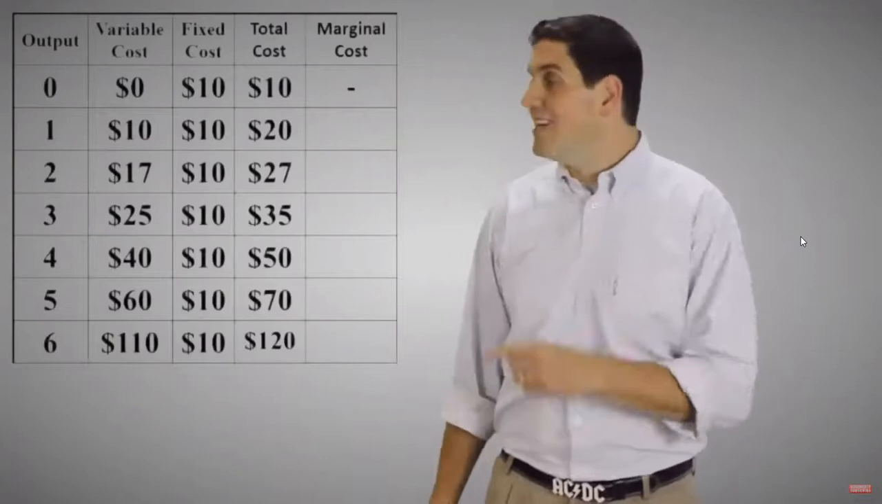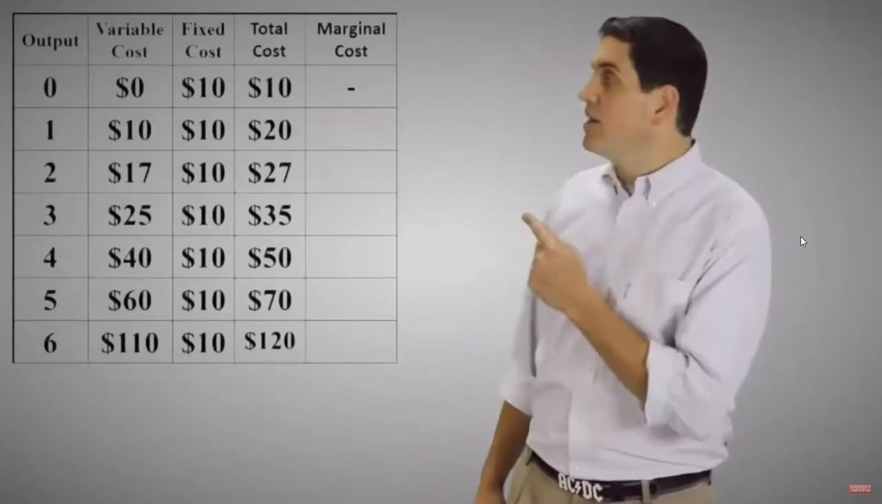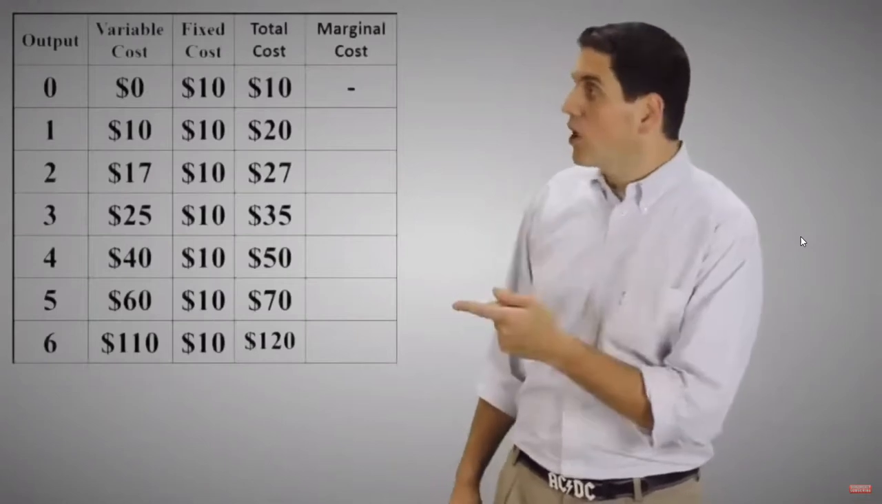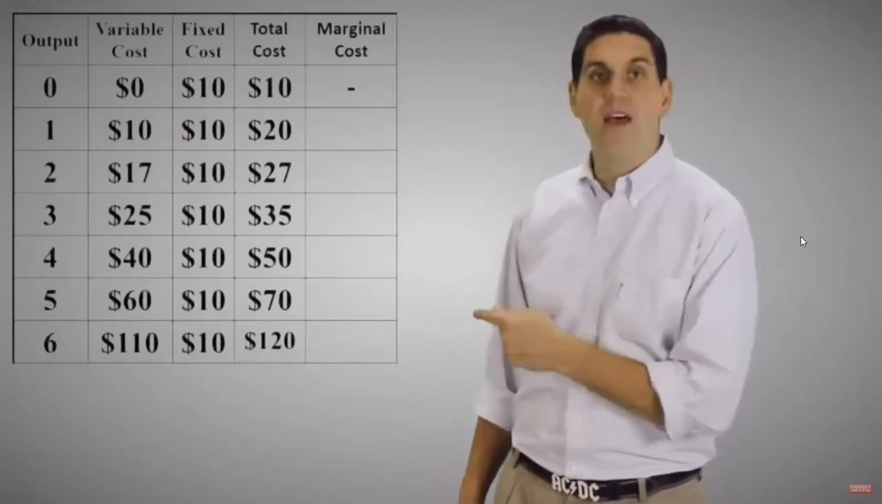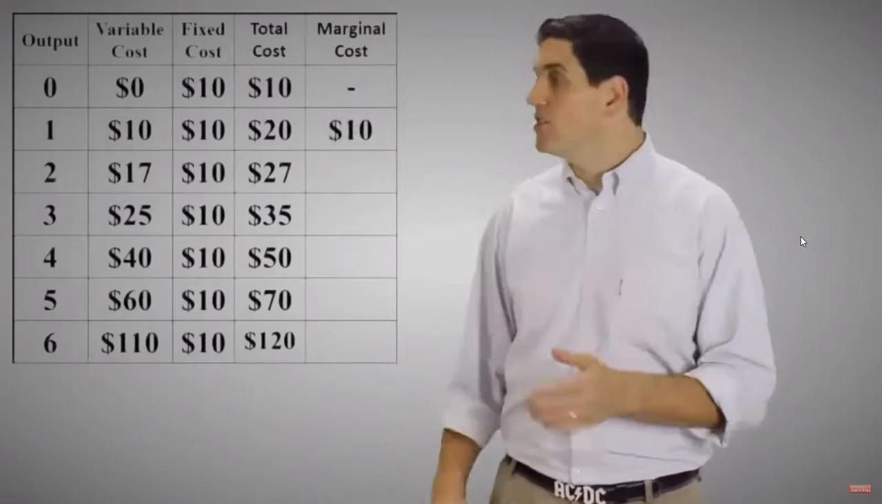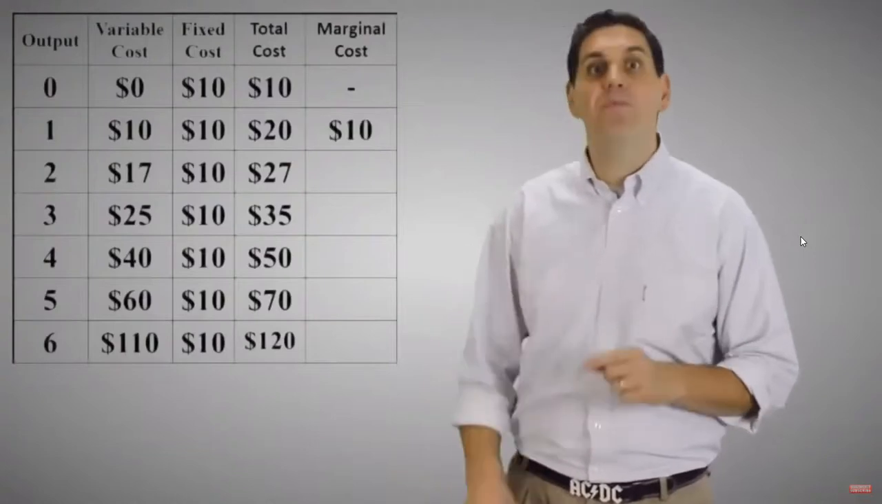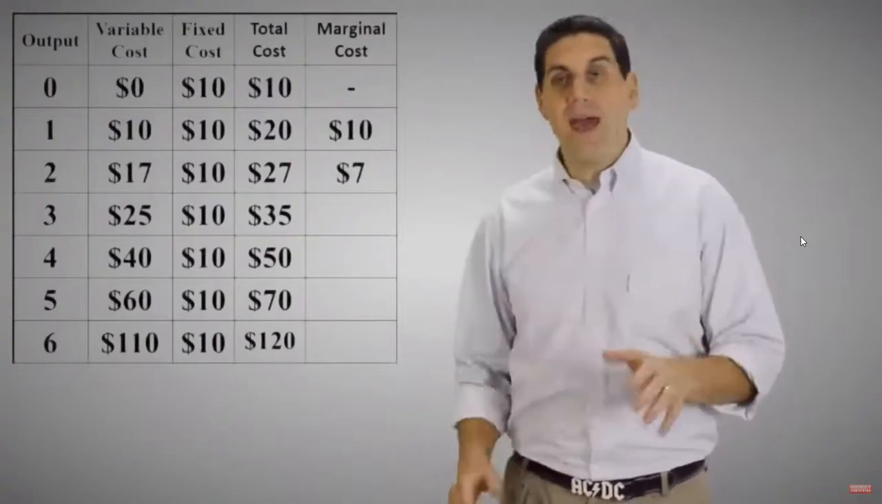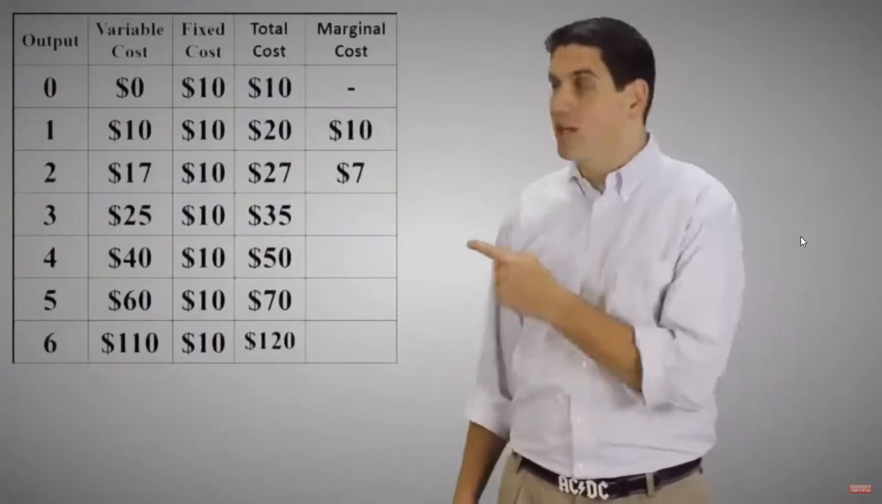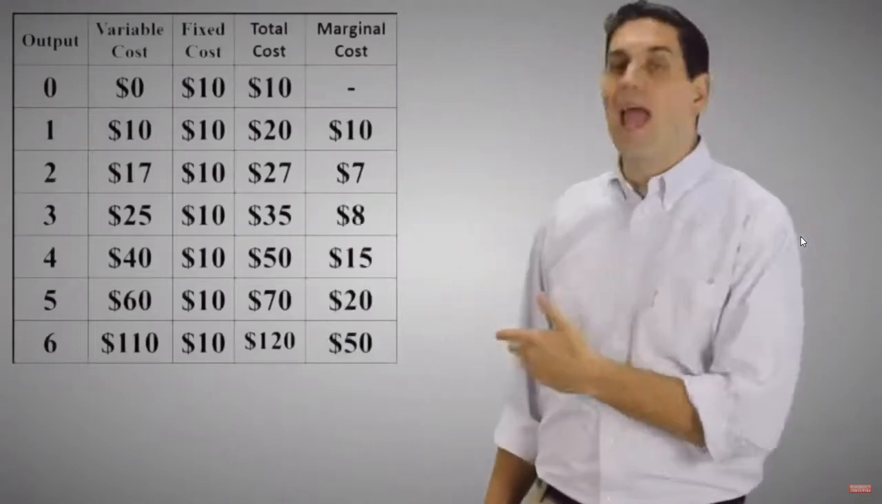The marginal cost is the change in total cost from producing an additional output. So if the total cost of producing nothing is $10 and the total cost of producing 1 unit is $20, the additional cost of that first unit must be 10. Since the total cost of 2 units is 27, the additional cost of that second unit must be an additional $7. So again, the marginal cost is the change in total cost divided by the change in output. So it's 8, 15, 20, and $50.